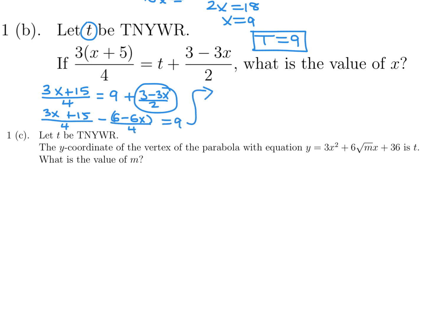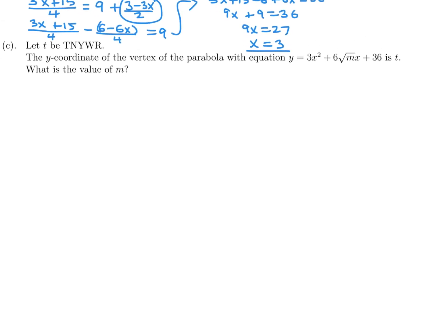Okay, so let's do this algebra now. 3x plus 15 minus 6 plus 6x when you take it out of the bracket. So 3x plus 15 minus 6 plus 6x, and then 4 times 9, that's 36. You just cross multiply there. So this is 9x plus 9 is 36. So 9x is 27, and therefore x is 3. T this time would be 3, the answer to the previous question.